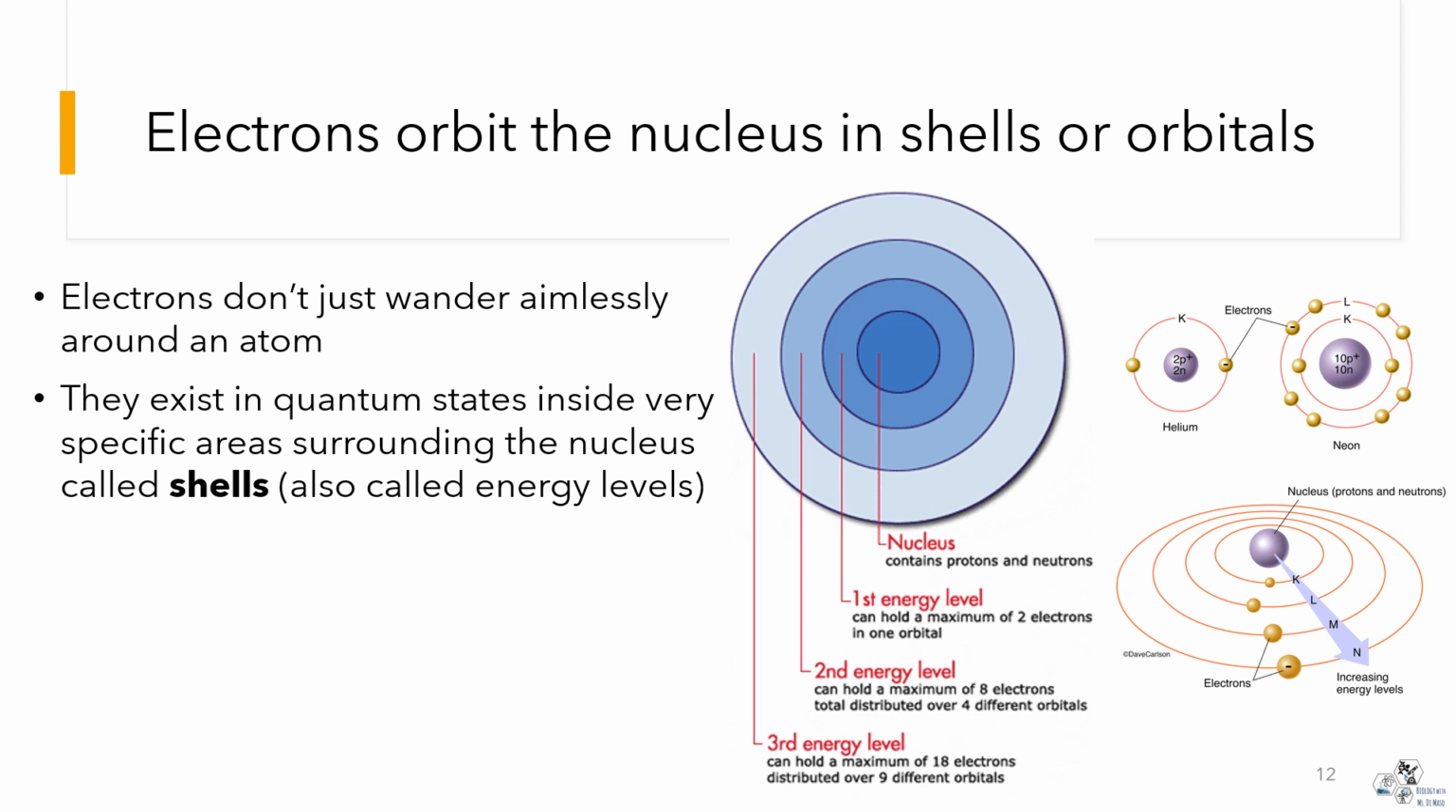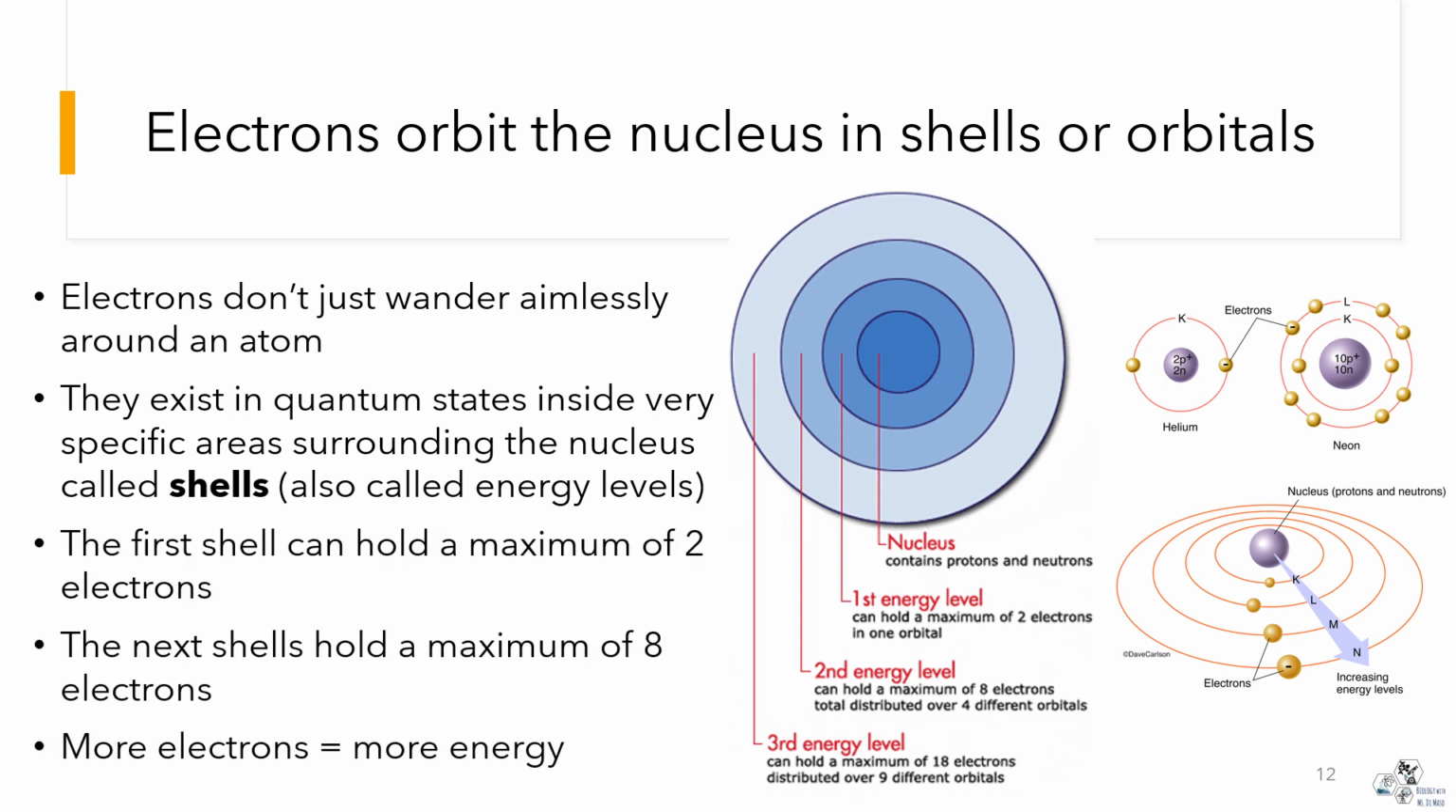Now, the electrons orbit the nucleus in what we call shells or orbitals. They don't just wander aimlessly around. They have a most likely path that they travel. And within these shells, they exist in specific quantum states, so basically in specific areas, and we just give it the term shell. You may have heard them called energy levels in the past.